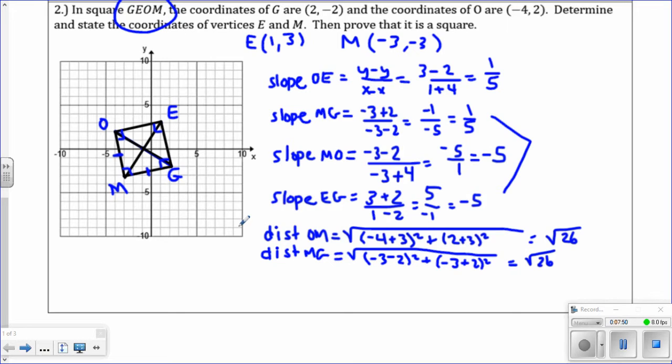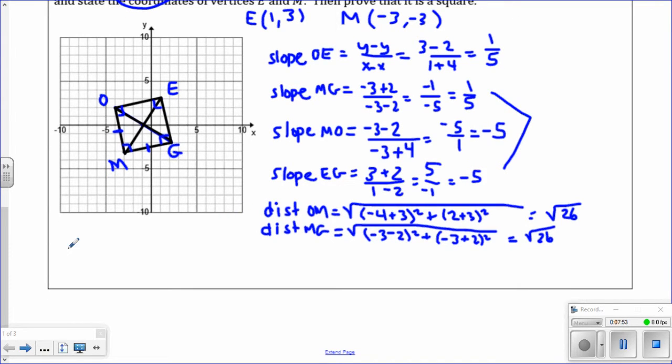Okay, so although the work looks the same as a rhombus, the conclusion is going to be different. So, therefore, a square is a parallelogram. Remember, we showed that because opposite sides are parallel. And then we have to talk about basically what made it a rectangle and what made it a rhombus. So remember, it was a rectangle because the consecutive sides were perpendicular, right? We had 1/5 and -5. So it was a parallelogram with consecutive sides.